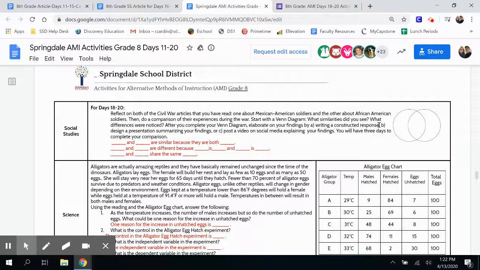You can design a presentation summarizing your findings, whatever you want that to look like. If you want it to be in Google Slideshow or what have you, you're welcome to do that. Or you can post a video on social media explaining your findings. So if you want to do it one of these other ways, you're welcome to do that. You just need to share it with me or send it to me in some way. I'm going to supply you on the Google form a way to do it in a written constructed response, because that's the easiest way for me to put into a Google form. But if you're feeling creative and you want to create a presentation or anything like that, feel free to do that. Just share it with me.